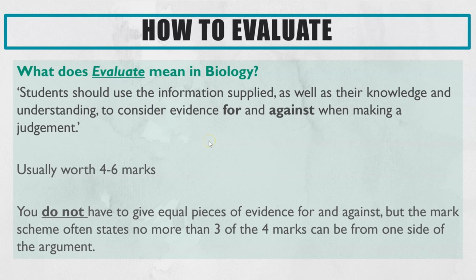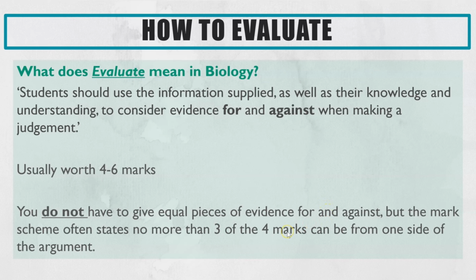Now for A-level, one difference compared to GCSE is that you don't then get a mark for giving your overall conclusion, which would be the judgment. It's just for providing evidence for and against. These questions are normally worth somewhere between 4 and 6 marks in the exam, and you don't actually have to give equal pieces of evidence for the for and the against.